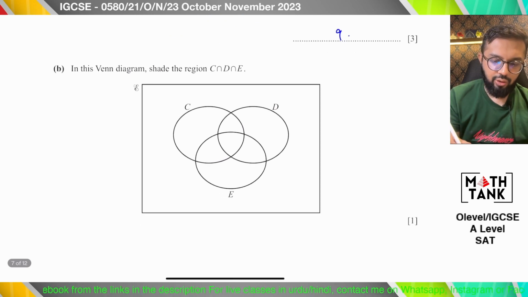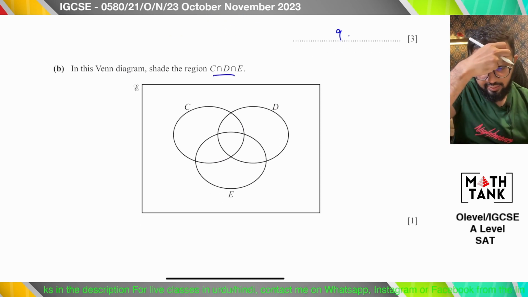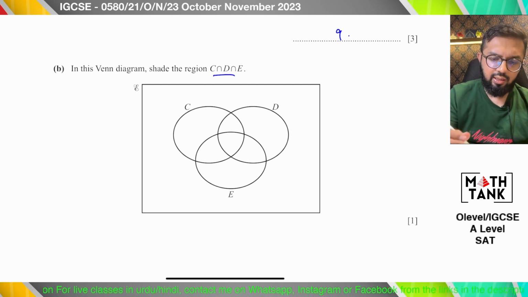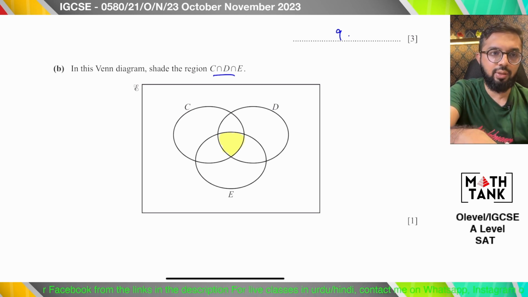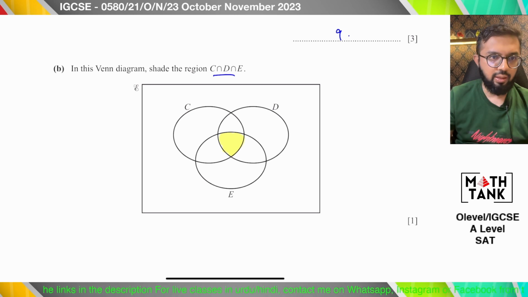In this diagram, shade the region C intersection D intersection E, where all three are intersecting. I think that's relatively simple. There is a central area that you see. So that's C intersection D intersection E. I hope that shows on my screen as well. Yes, it is showing on my screen as well.